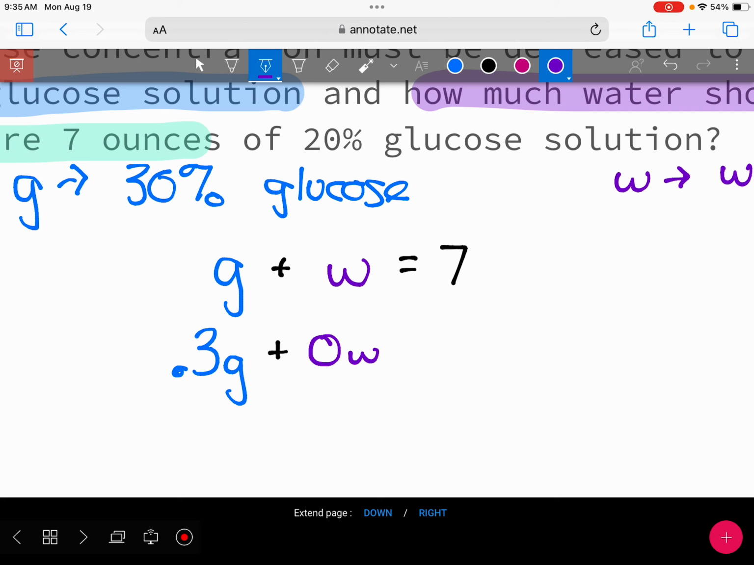Ideally, we should not have sugary water. At least not when we're mixing prescriptions. That's what glucose is. Glucose is a sugar. And we want to know when that combines together to make how much? 20% of how many ounces? Of the 7 ounces. So it's always going to be percent times our ounces plus percent times our ounces equals percent times the ounces.